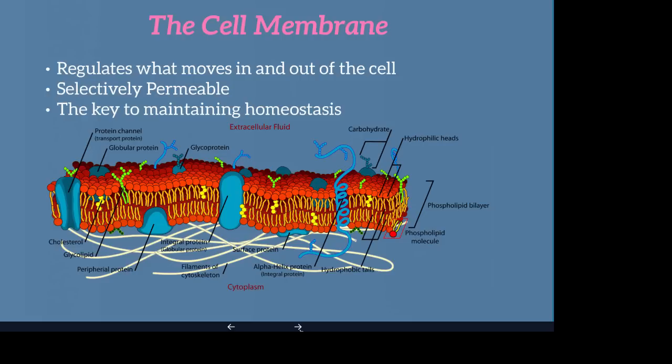And the cell membrane is key to maintaining homeostasis, because if we don't get those nutrients that our cells need in, the cell's going to die. Conversely, you can't get the products that the cell is making out of the cell. It could have a detrimental impact.